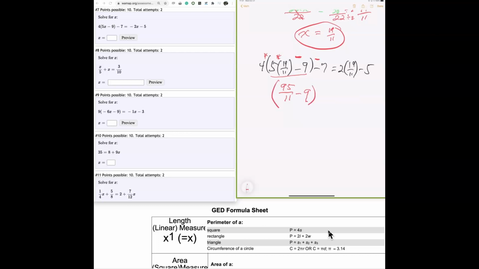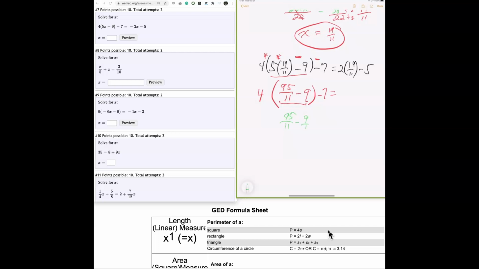And this gets multiplied by 4, right? Maybe I'll just work on the one side for now. Minus 7 is equal. And then we have to distribute the 4. We can do the number inside first, the subtraction in the parentheses. So 95 over 11 minus 9 over 1.